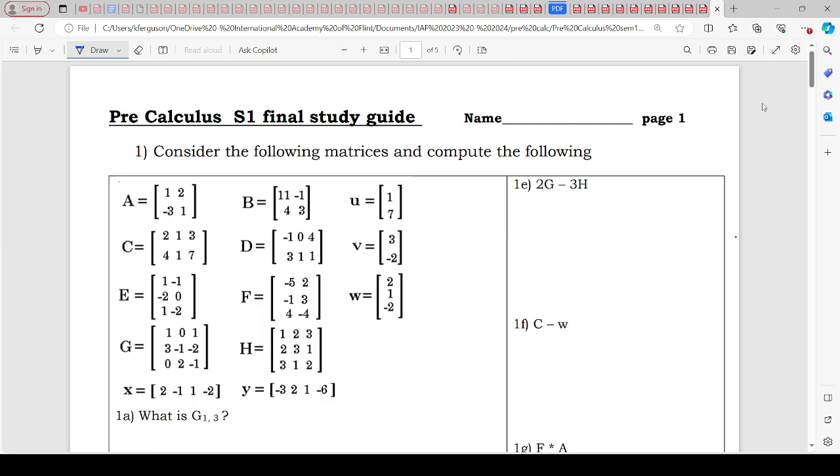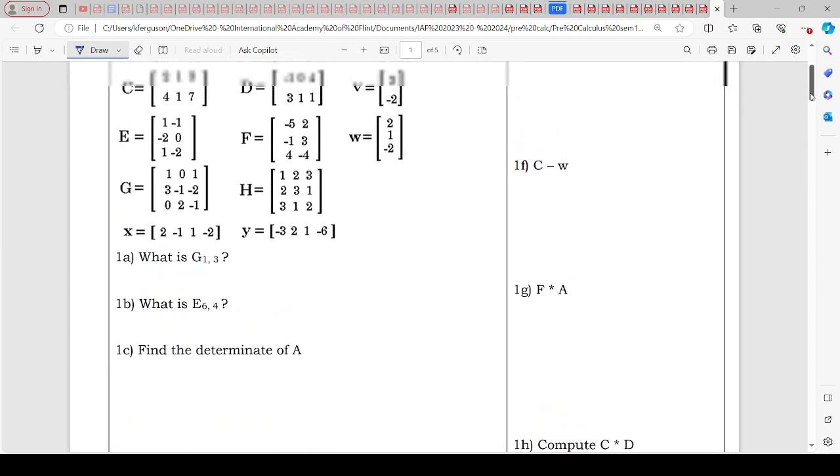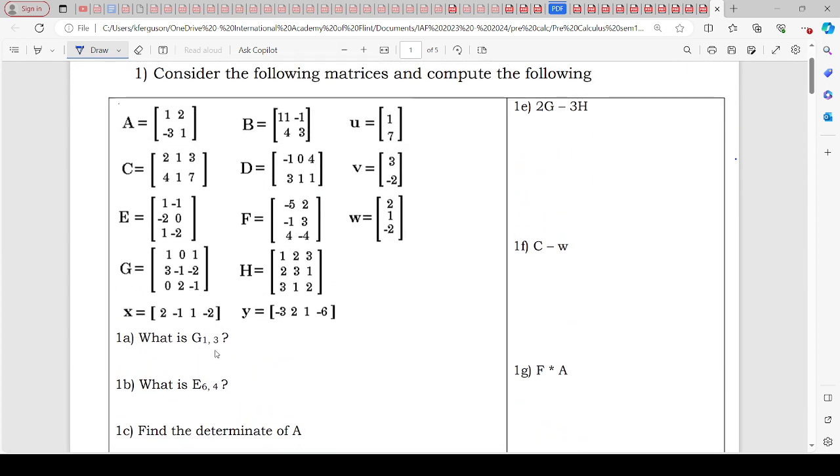Okay, so first we got, what is G13? So I go to G. I look for row one, column three. That's right there. So it's one. First number is row, second number is column. So row one, column three.